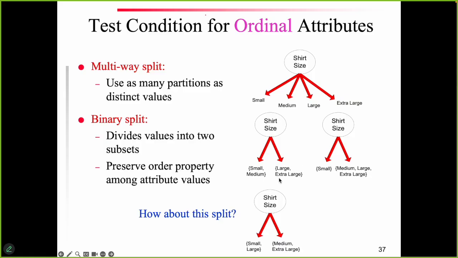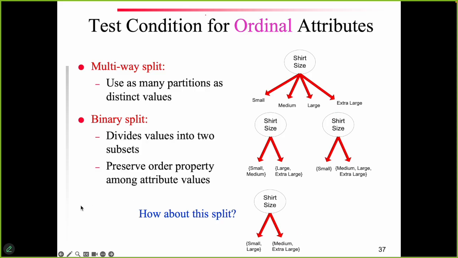in your split. For example, this one on the left is allowed because you have small, medium in one branch, and in another branch you have large, extra large, and the order is preserved. The second one, is this allowed? Small in one branch and then medium, large, extra large. Yes, this is also allowed. What about this split, the last one? No.